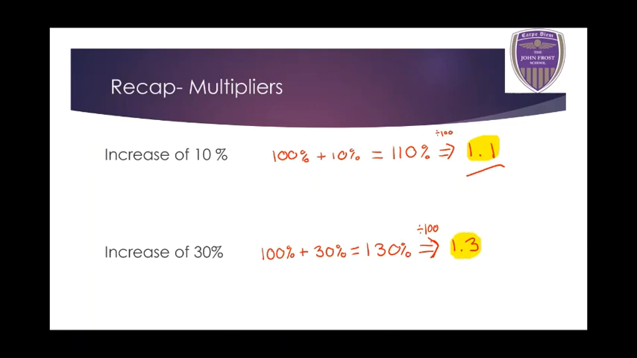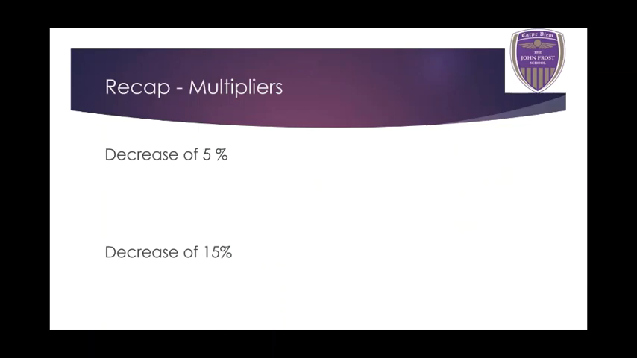Okay? And then on the other side, if you think about decreases, if I want to decrease something by 5%, I've got my original 100%, and to decrease is to take away. So I'm going to take away 5%. 100% take away 5% is 95%. Now, to turn this into a multiplier, I need to turn this into a decimal. So again, I'm just going to divide it by 100. 95 divided by 100 is 0.95.